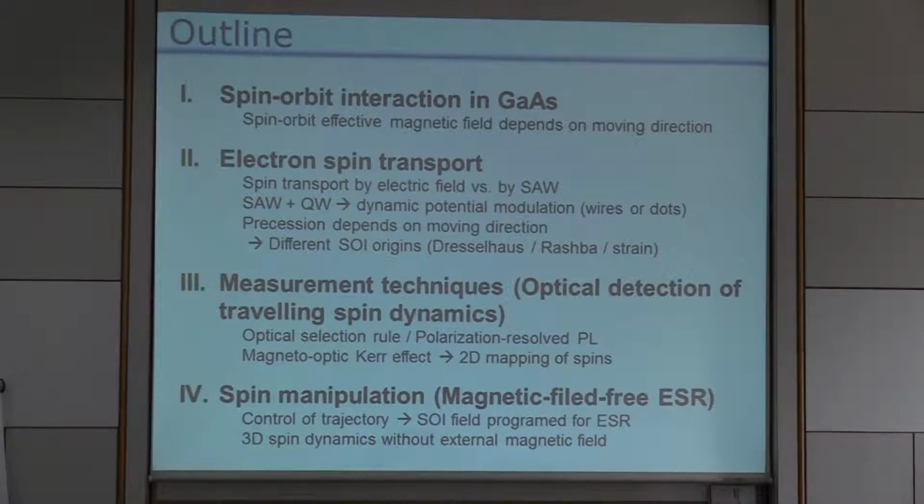I also introduce our measurement technique using optical spin injection and optical spin detection. Especially the magneto-optical effect is a very powerful technique to observe the two-dimensional image of the electron spin distribution. In the last part of my talk, I will introduce our work on spin manipulation using magnetic-field-free electron spin resonance. This enables us to manipulate spin in arbitrary directions in three-dimensional space. So this is a very important technique for future spin quantum information processing.